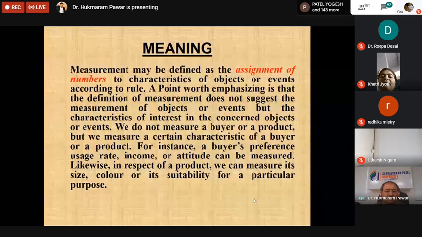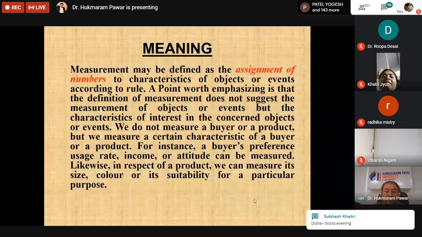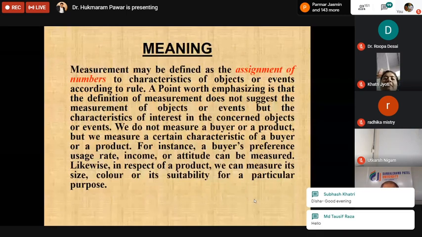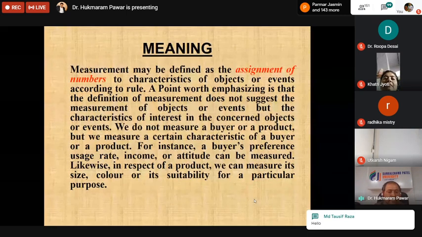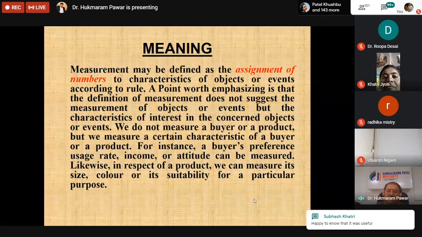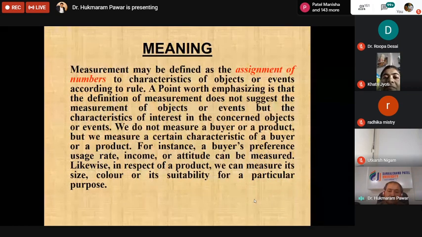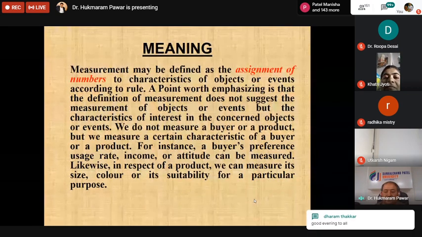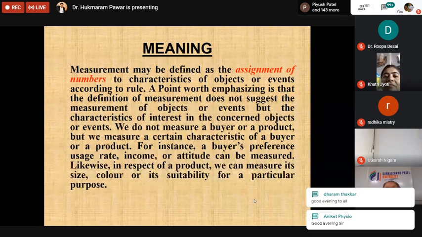We do not measure a buyer or a product, but we can measure the nature of the buyer and the nature of the product. For instance, a buyer's preference, user rating, income, or attitude can be measured. Likewise, in respect of a product, we can measure its size, its colors, and its suitability for a particular purpose. For that purpose, we need to assign numbers, and the assignment of numbers is called measurement.